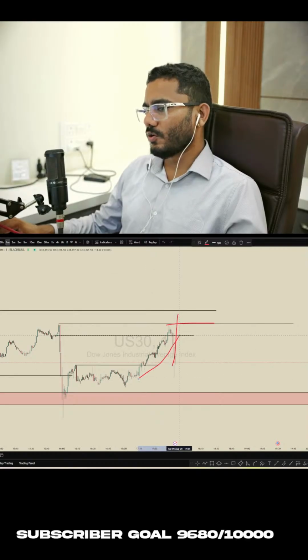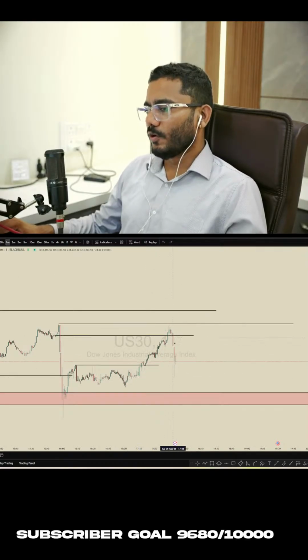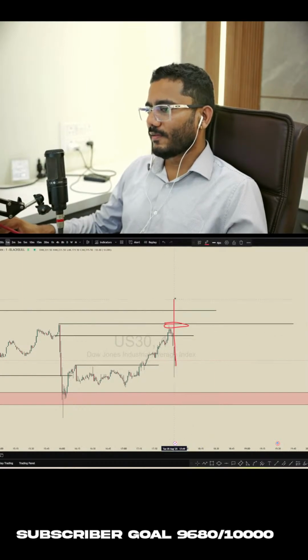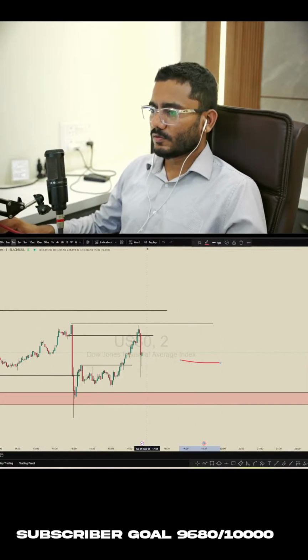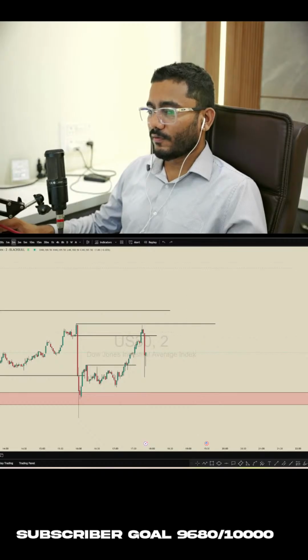So price took out all this liquidity. But looking at the drop, I think it will continue, but I will only enter if price breaks this high and then taps, so we can look for another entry. So this is a live example of inducement.